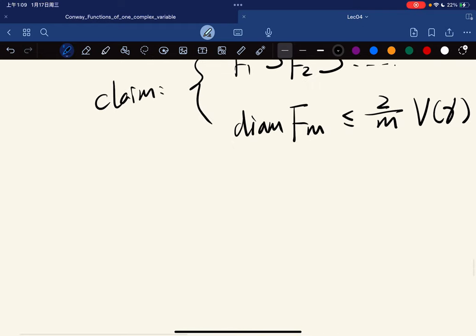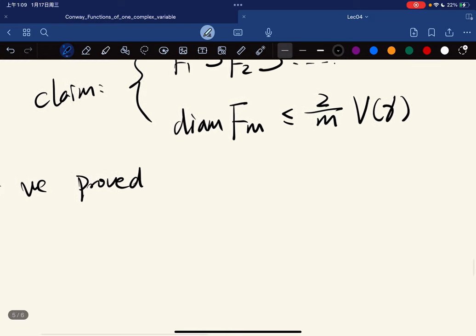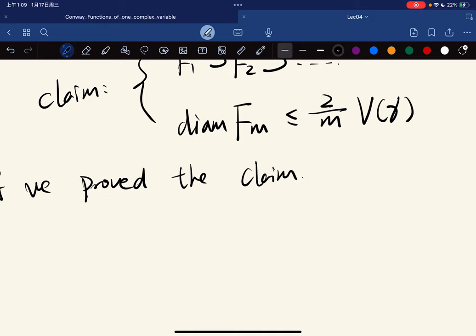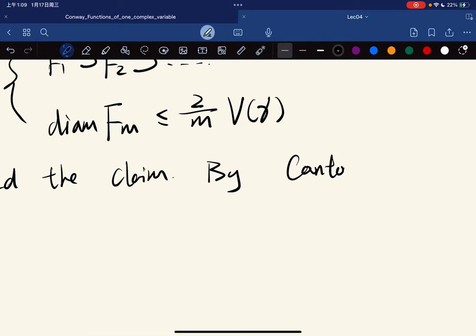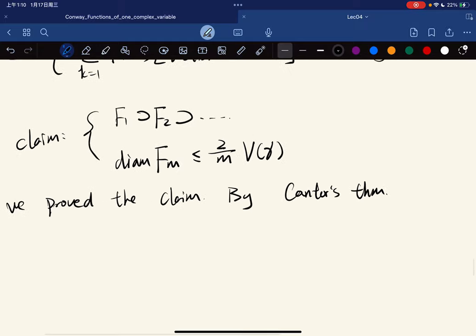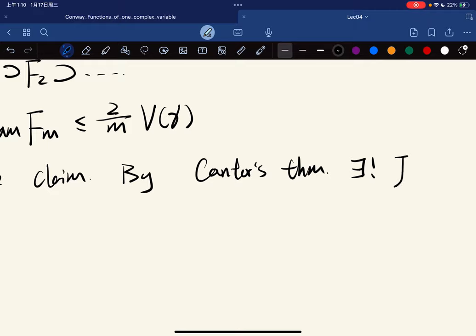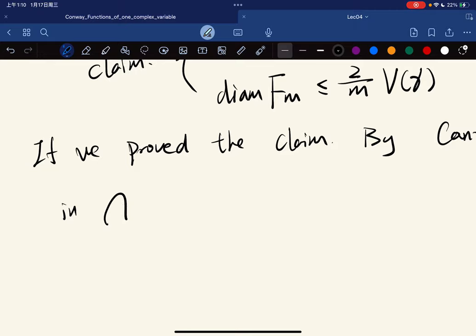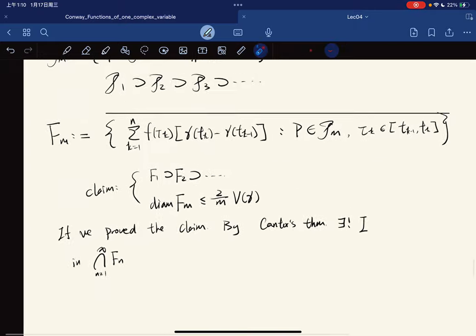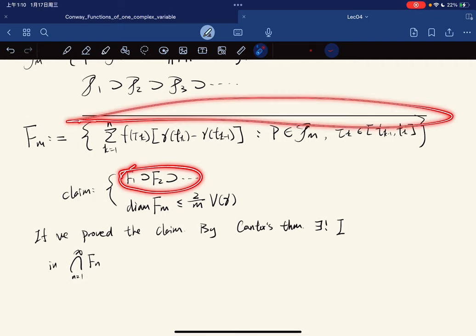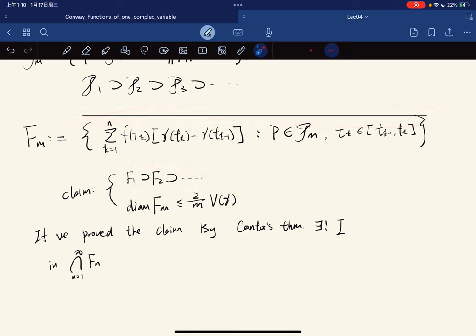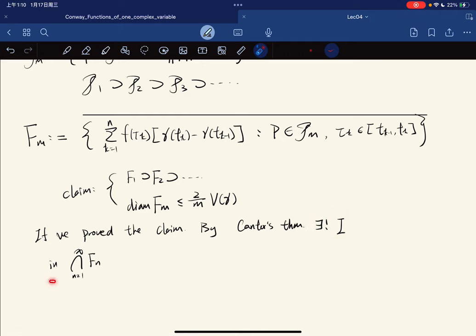Now, let's just assume that we prove the claim. By Cantor's theorem, there exists a unique I in all of them, because they're nested and closed. It's defined as the closure of the set, so of course it's closed, and its diameter goes to zero. This is some constant divided by m, so it is nested, the diameter goes to zero, and it's a closed set. Then by Cantor's theorem, because C is complete, we have this unique element in here.